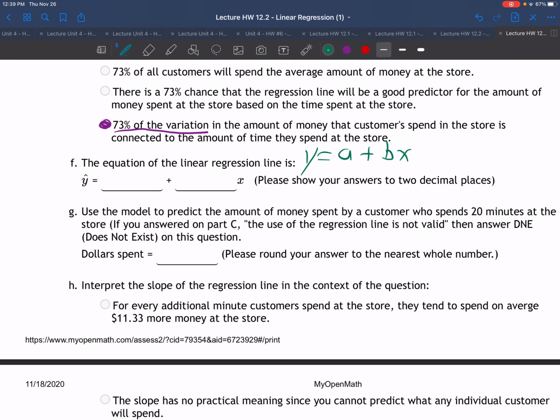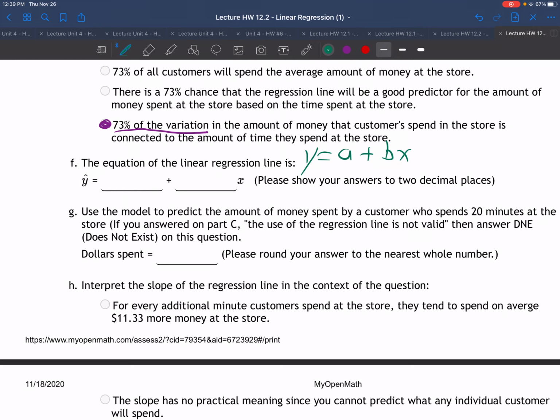So if they spend 20 minutes, we're going to plug in X is 20. So I'm going to take the equation. I'm going to go Y equals negative 70.77 plus 11.33 times 20. See how I plugged in 20 for X right there? Plug in 20.